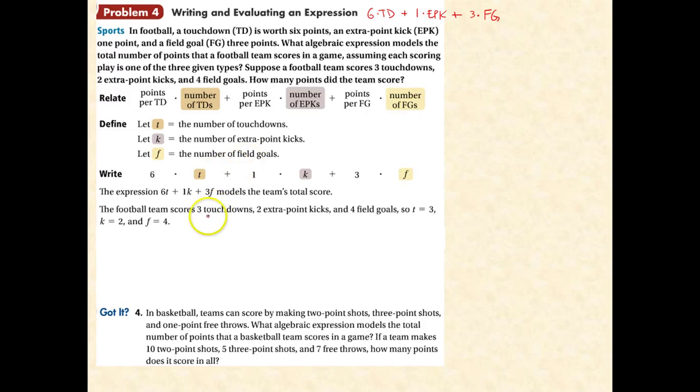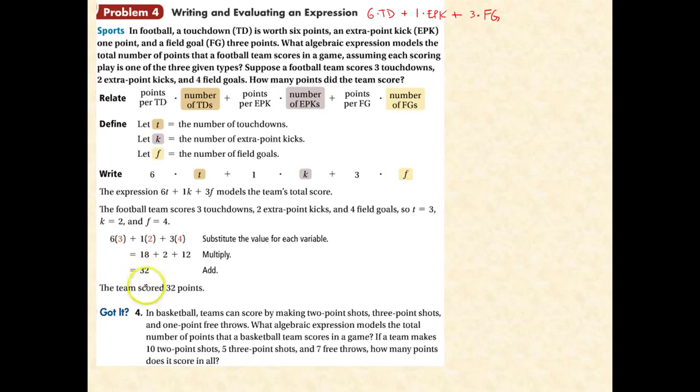Now, if we score 3 touchdowns, 2 extra points, and 4 field goals, that would mean t equals 3, k equals 2, and f equals 4. So when we plug in, 6 times t is 6 times 3, plus 1 times 2 for 2 extra point kicks, and 3 times 4. Then we're going to multiply each one of those, and then add, and so our team scored 32 points.